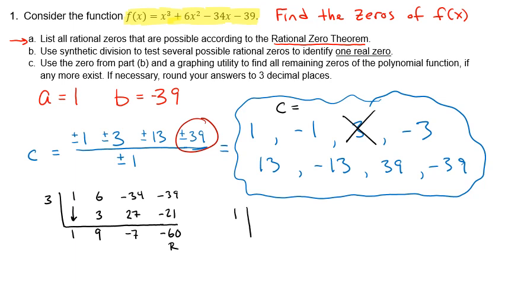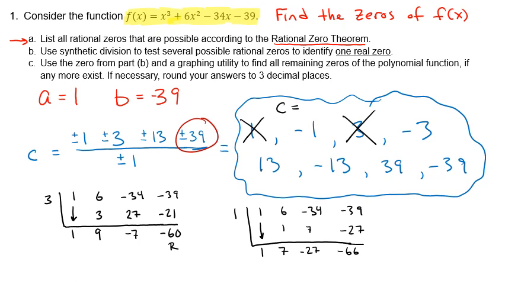All right, let's try, I don't know, positive 1. Same thing, 1, 6, negative 34, negative 39. Again, if you're still shaky on synthetic division, check out my previous video. 1 times 1 is 1. Add down, we get 7. 1 times 7 is 7. Add down, we get negative 27. 1 times negative 27 is negative 27. Add down, we again don't get 0. We get negative 66. So that means 1 is not a 0.